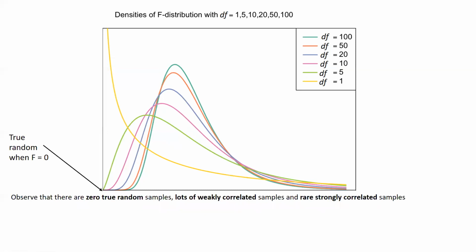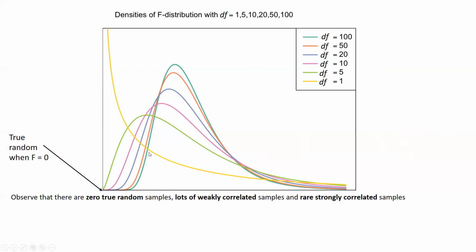And the reason why I really like this F distribution is that, if we remember that as we have more random data, so more correlated data as we go to the right and less correlated data as we go to the left, the F distribution tells us that in life, there are 0 true random events. So, nothing is true random in nature. That's what this F distribution tells us.